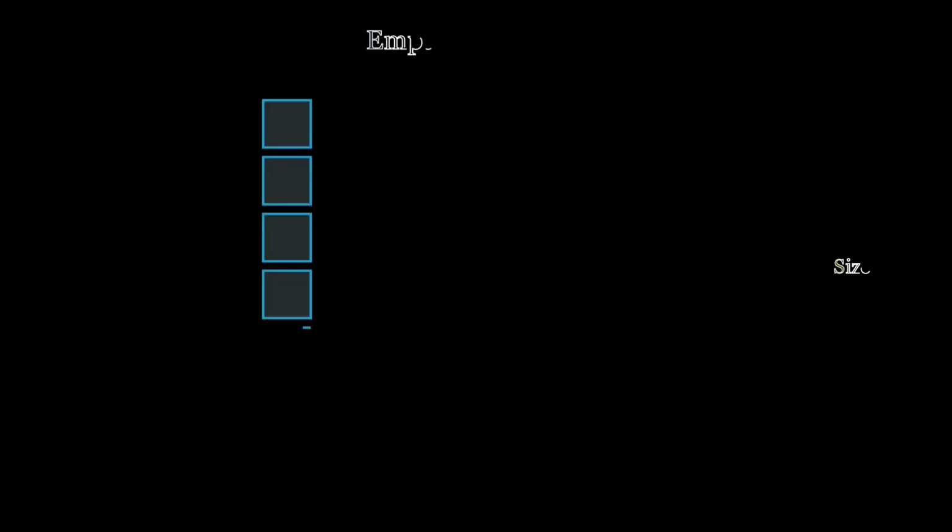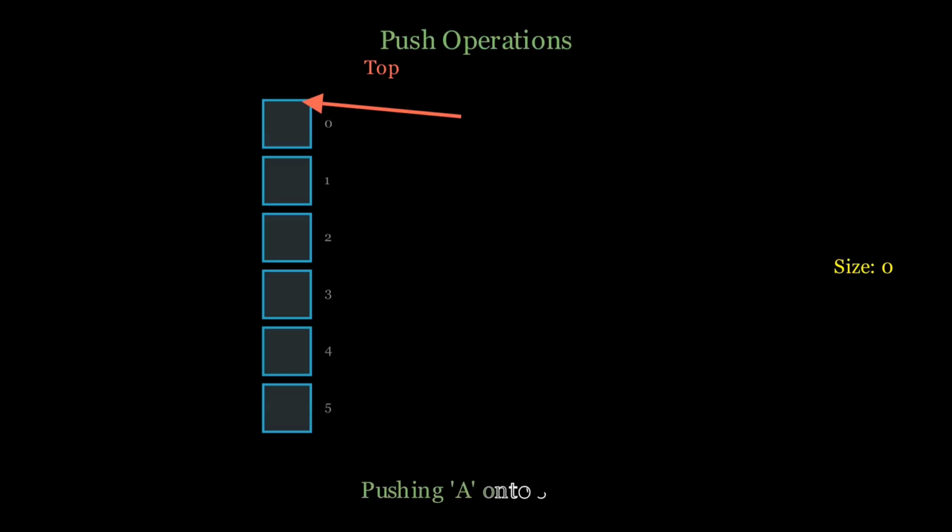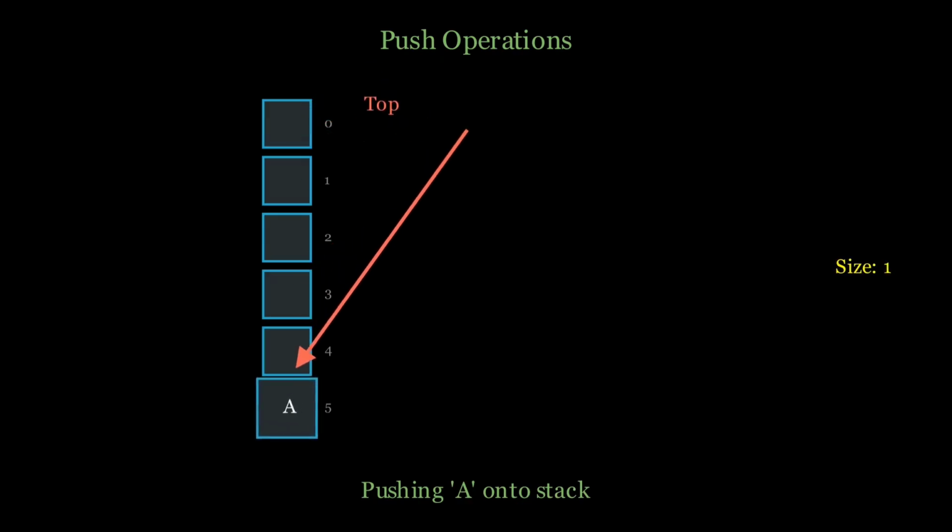First, we move on to the stack implementation using an array. Here we are creating an empty stack array with a capacity of 6 elements. And we are tracking two critical pieces of information: the current size, which starts at 0, and the top pointer, which initially points to nothing since our stack is empty. The top pointer will help us visualize where new elements go and where they are removed from.